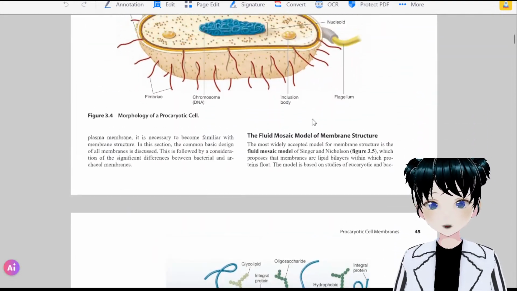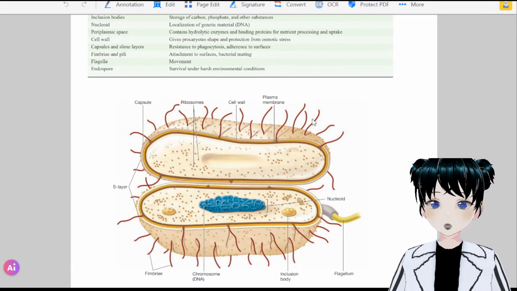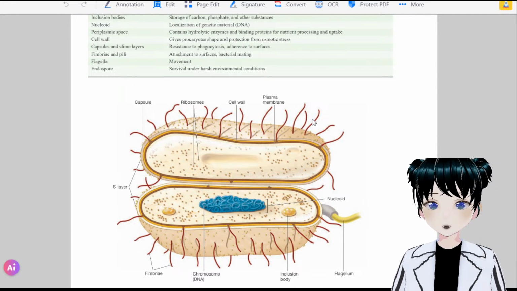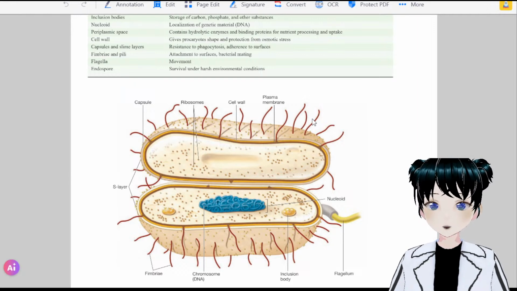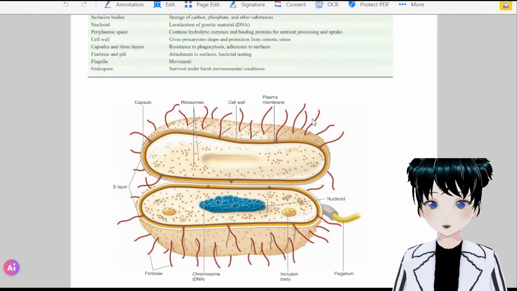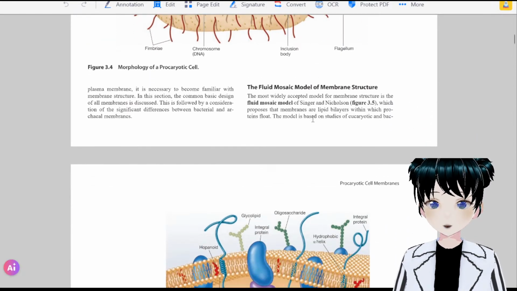So those are the kinds of functions they do: selectively permeable, transporter, the protector, mechanical protector, chemical protector of the cells, signal acceptor. Yeah, these kinds of things.